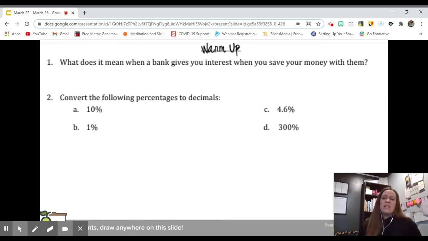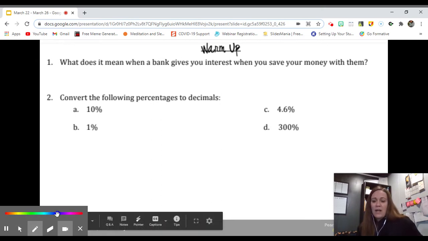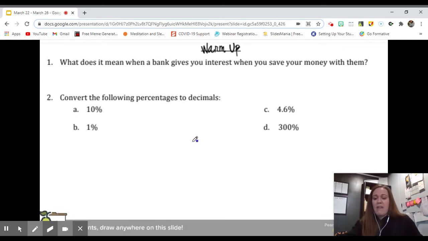In order to really dive into our exponential growth and decay functions and our word problems today, we need to make sure that we remember the concept of converting percentages to decimals. So we're going to review that here just a little bit. As I am looking here, I have 10% and I need to convert that to a decimal. By doing that, I am going to take my 10% and divide by 100.